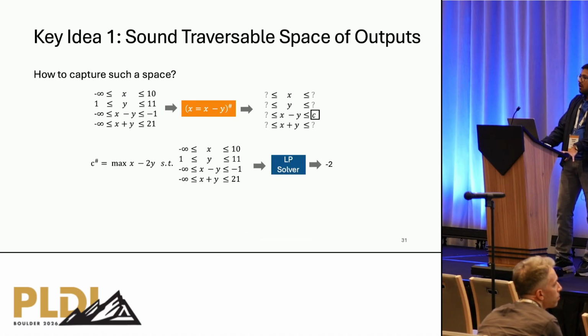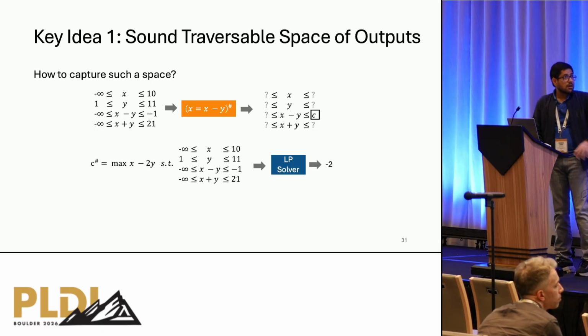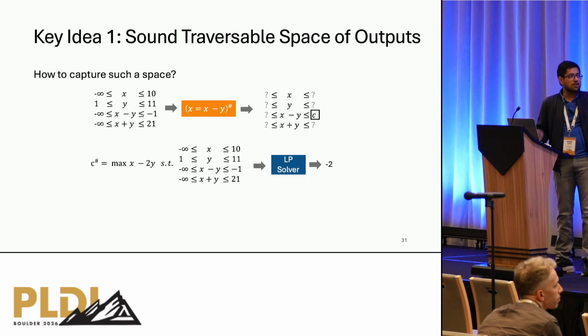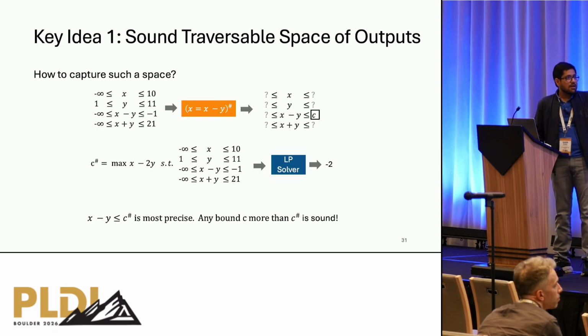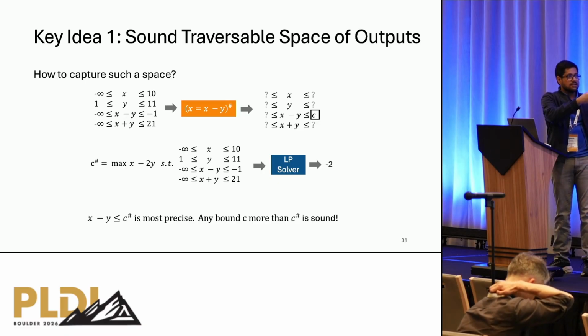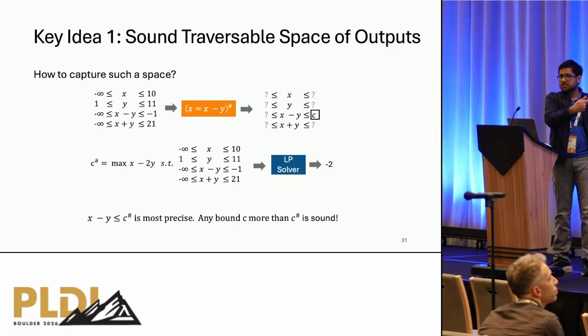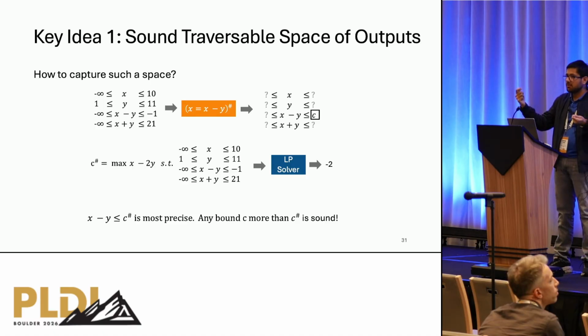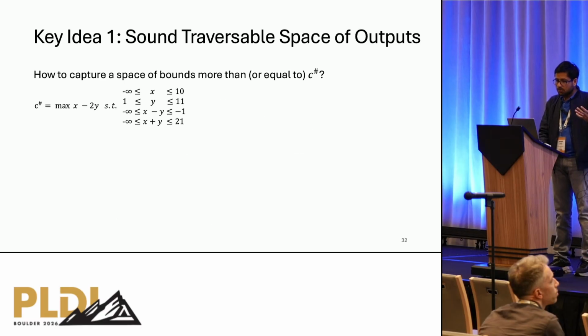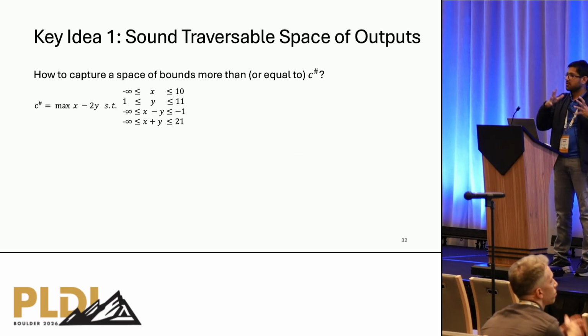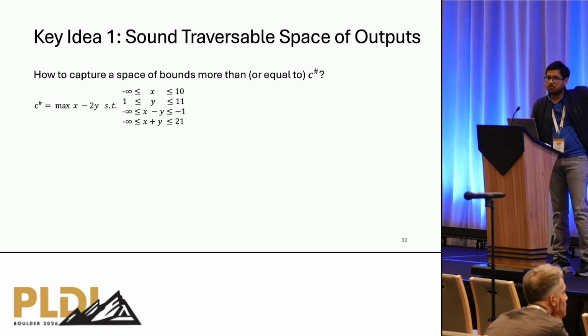Now we'll discuss how we can capture such a space. So this is our running example, and we saw that to compute the most precise bound, we need to call an LP solver. But the key observation is that if x minus y less than or equal to C sharp is the most precise, any bound which is greater than C prime results in a sound output. So our problem boils down to: can we get a space of bounds which is greater than C prime for this problem?